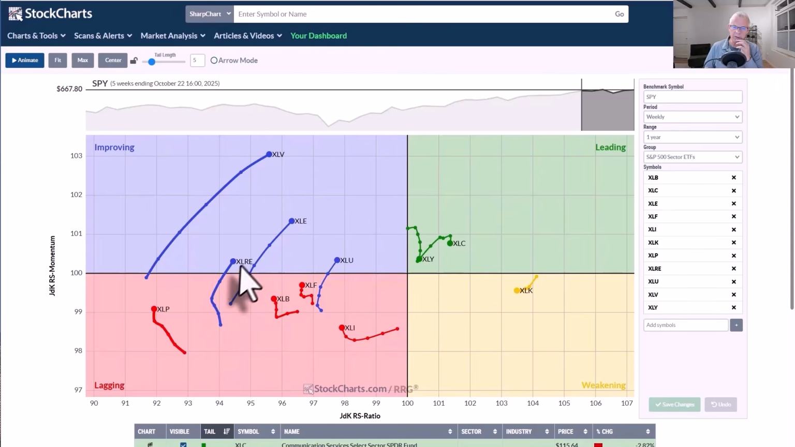The same goes for real estate and also for healthcare. Look at how long this tail is and how rapidly it's moving to the right. And it's got the highest RS momentum reading of the entire universe. So these are sectors, XLRE, XLE, XLU, XLV, that are definitely rapidly improving. And then finally, we've got consumer staples, which is inside the lagging quadrant. But also, if you look at the price chart, it's kind of a disaster. It's not doing anything. It's picking up a bit of relative momentum, but that's about it. On the price chart, there is not much to gain either.